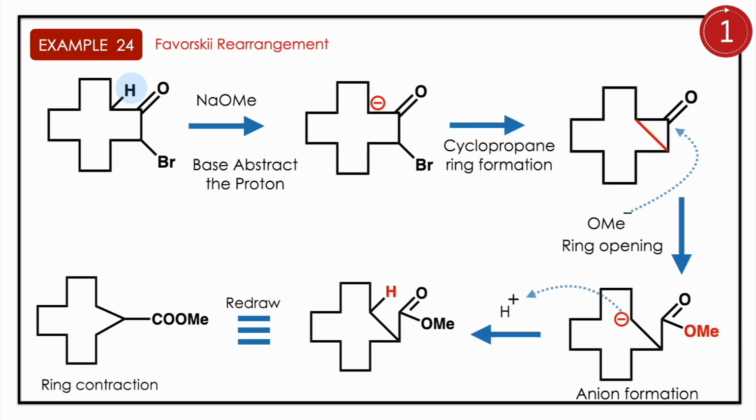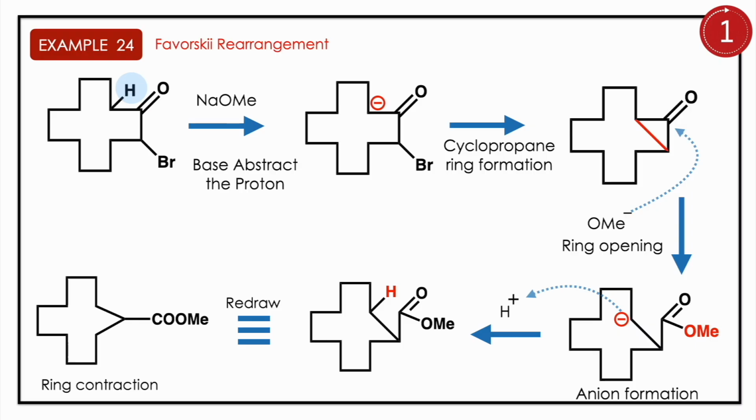Here the answer is the same. The only thing is you should not be confused by the big ring system. The ring is big, but we stick with our own fundamentals. The starting material has a ketone, alpha hydrogen, and alpha bromine. So it is a Favorskii rearrangement. The first step will be abstraction of a proton. You form an anion. The anion is a good nucleophile which attacks the bromine carbon, because bromine is a good leaving group.